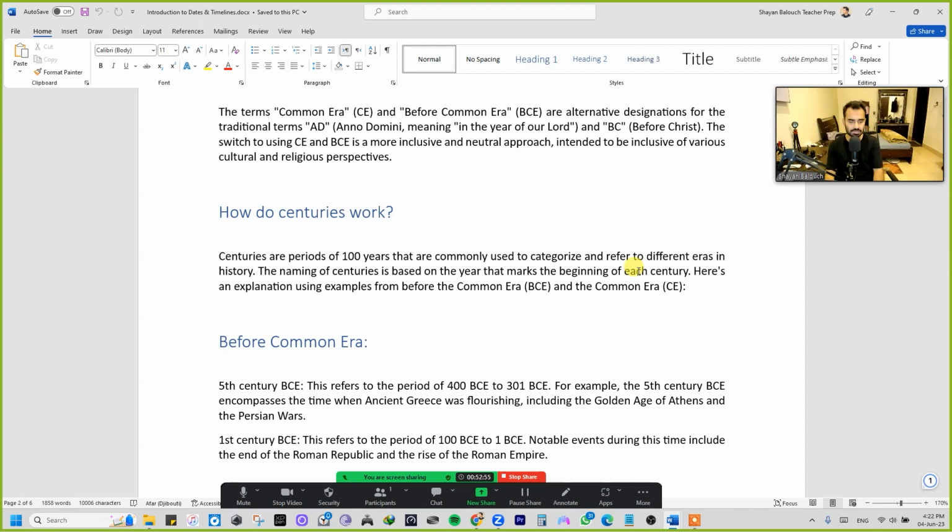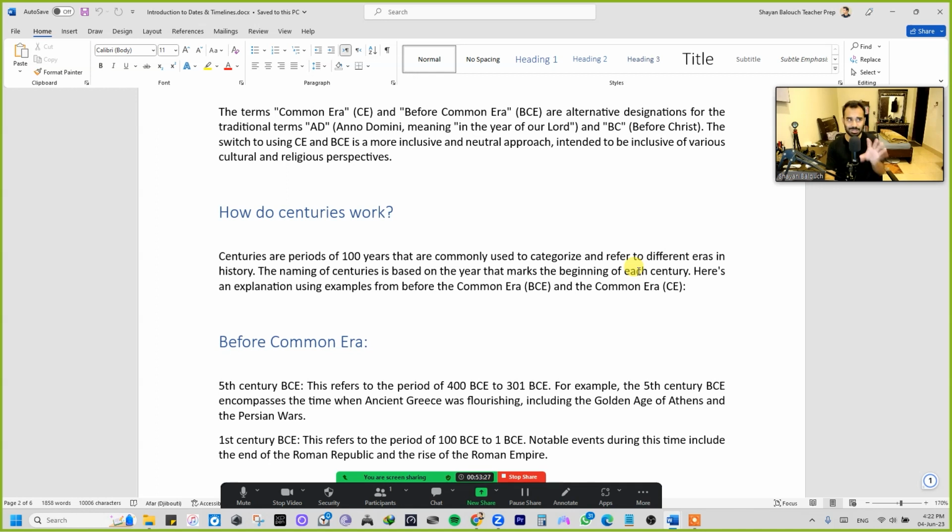Okay, so now let's try to understand how centuries work. Centuries are a period of 100 years, as we just discussed, and are commonly used to categorize and refer to the different eras of history. For example, first century, second century, third century. For example, in the first century, we saw Chinese civilization. In the second century, we saw the Mughal Empire. And then in the third century, we witnessed the East India Company, when the Britishers took over the Indian subcontinent.